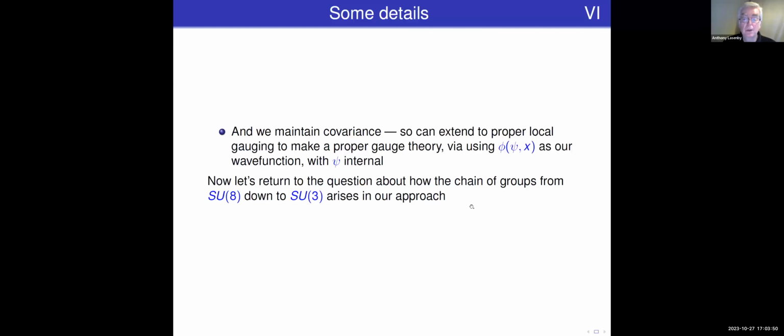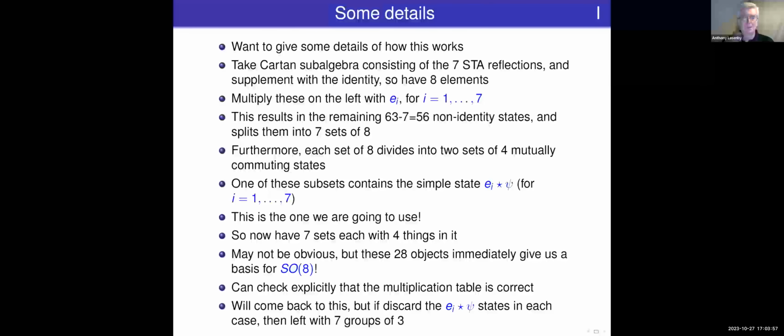Now let's return to the question about how the chain of groups from SU8 down to SU3 arises in our approach. There's quite a few details here. I want to do this fairly lightly. Basically, we had this Cartan subalgebra consisting of the 7 STA reflections. Let's supplement that with the identity. So now we have 8 elements. We multiply these on the left with E_I. This is an octonionic multiplication for I equals 1 to 7.